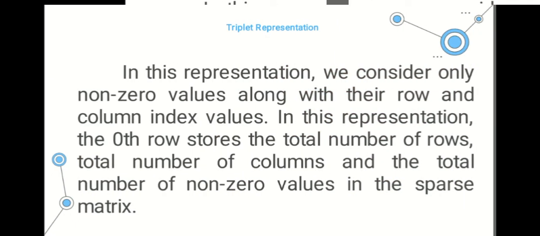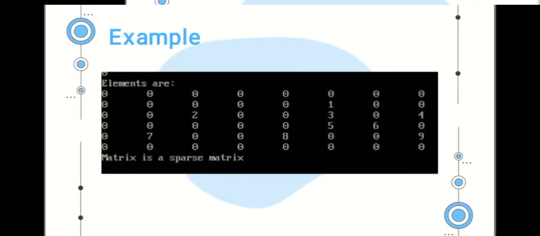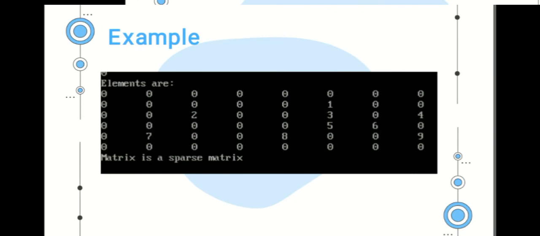In this representation, we consider only non-zero values along with their row and column index values. In this representation, the 0th row stores the total number of rows, the total number of columns and the total number of non-zero values in the sparse matrix. For example, consider a matrix of size 6 by 8 containing 9 non-zero values. This matrix can be represented as shown in the image.